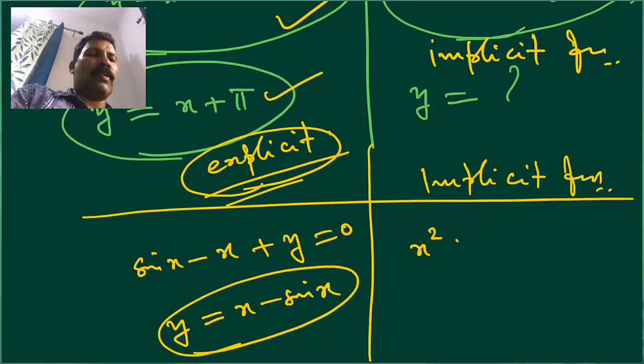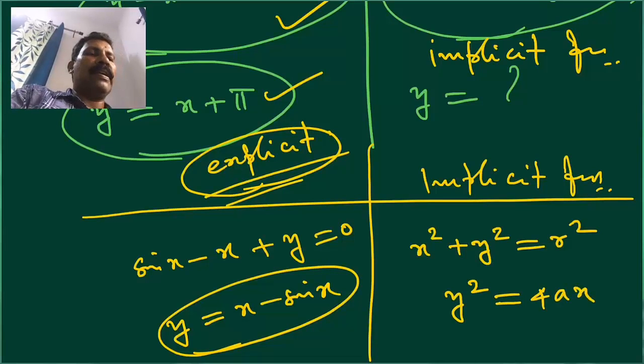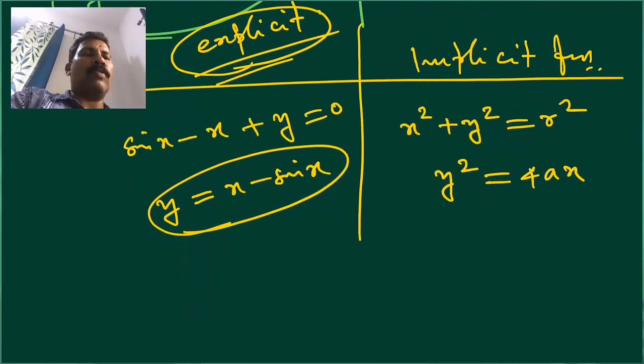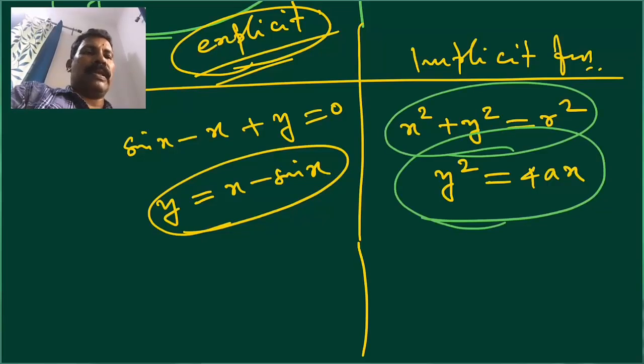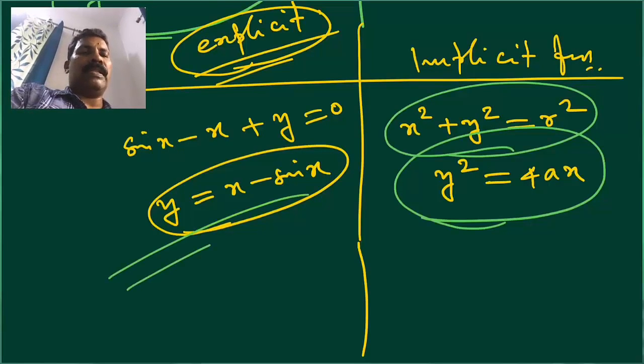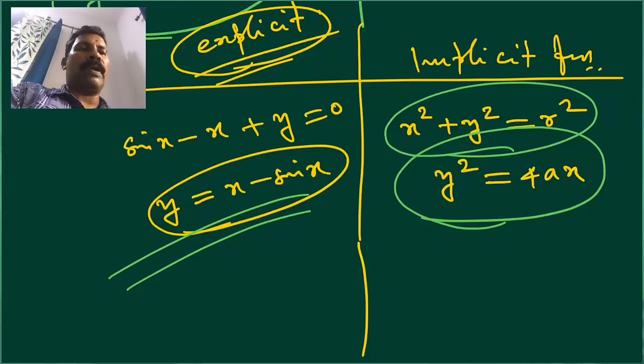But if it is given x squared plus y squared is equal to r square, or simply y squared is equal to 4ax, here y and x are connected, but it is not so easy to express y in terms of x. We have to do many mathematical operations. In such a case, these functions are called implicit functions, whereas this is called an explicit function. Okay, so that is about implicit and explicit function.